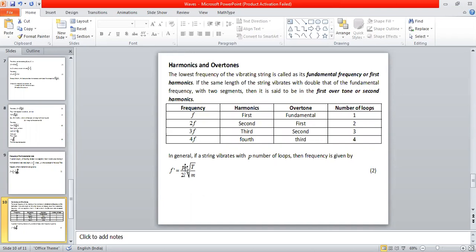If you substitute p is equal to 2 here in expression 2, then it becomes first overtone or second harmonic. Frequency is 2f. If we substitute p is equal to 3, then it is called second overtone, or third harmonic. So the frequency is 3f. If it is vibrating with 4 loops, and p is equal to 4, then it is called a third overtone, or a fourth harmonic. So the frequency is 4f. ಗೊತ್ತಾಯ್ತಾ ಇದು?